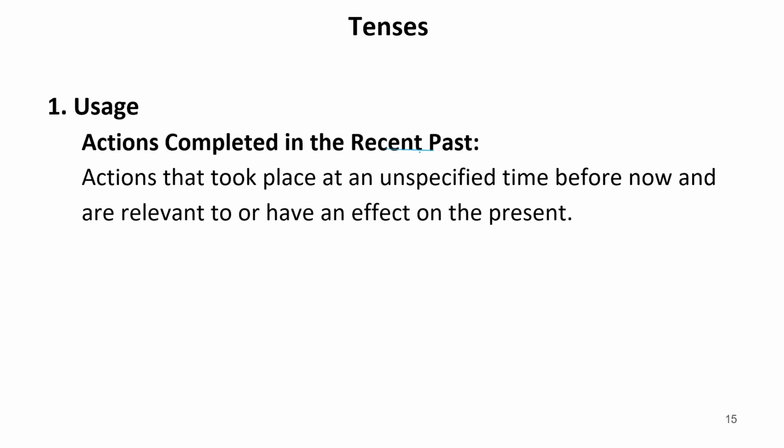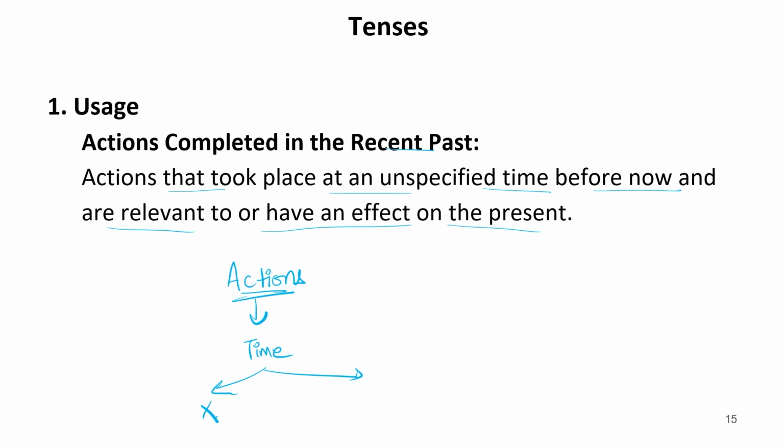Actions completed in recent past. For example, actions that took place at an unspecified time before now and are relevant to or have an effect on the present. Now, we have two types of actions. There is a thing between actions, that is the time. Sometimes the action has taken place, but we do not know the time when it happened. And there are several actions that have been done, and we know the time of action.